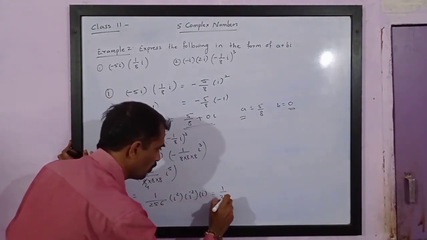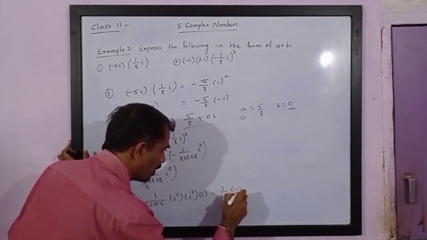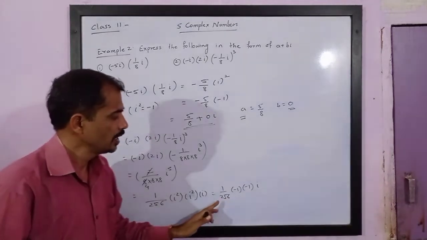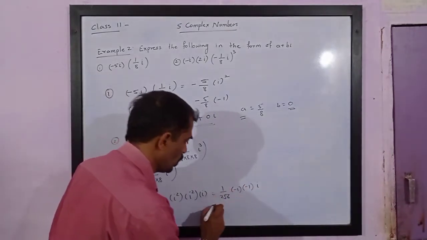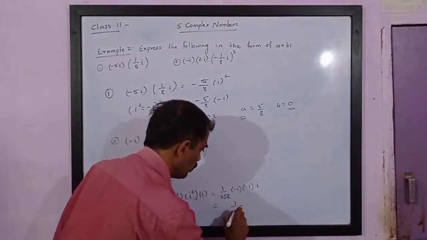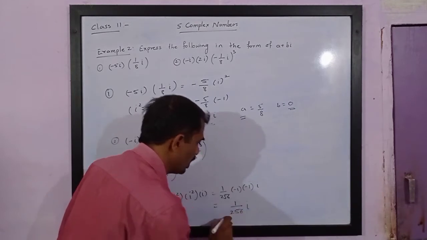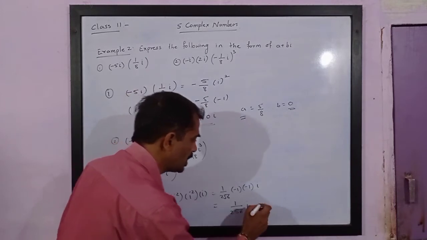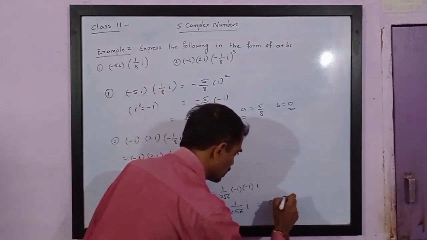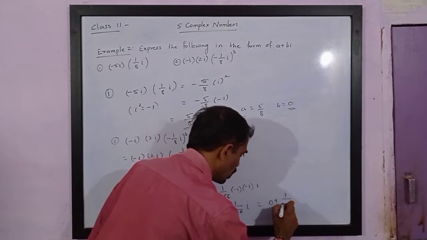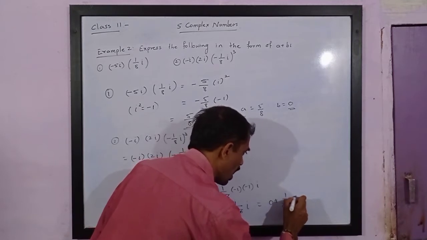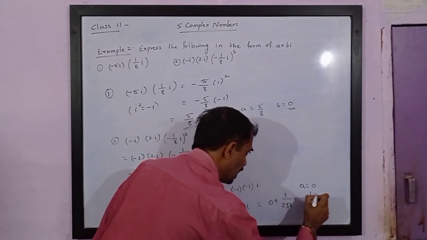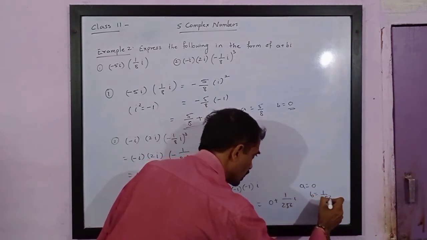So we will get 1 upon 256 multiplied by minus 1 multiplied by minus 1 multiplied by i. It means this becomes positive 1 upon 256i. Please note, here there is no real part. It means it is equal to 0 plus 1 upon 256i. It means here in this problem we have a is equal to 0 and b is equal to 1 upon 256.